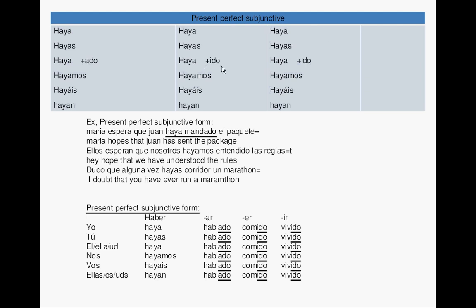Example: Maria hopes that Juan has sent the package. Has sent is the perfect subjunctive. Maria espera que Juan haya mandado el paquete. Mandar, AR becomes ado, and Juan is third person, so it is haya mandado.